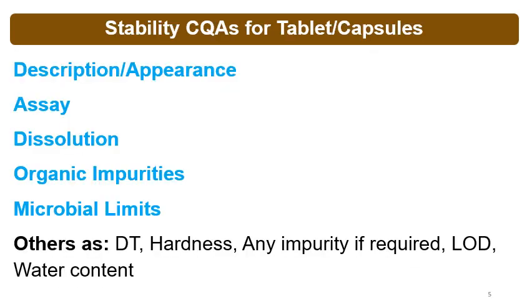Stability quality control or stability critical quality attributes for tablets and capsules I have considered here for example. Consider a formulation of tablet or capsule. So you will require to have specification for description, appearance, assay that is potency or label claim, dissolution, organic impurities or related substances, and the microbial limits. Along with these basic CQAs, other CQAs like disintegration time, hardness, any impurity if you want to monitor it during stability, and loss on drying and water content. So based on the formulation, these other tests may vary.